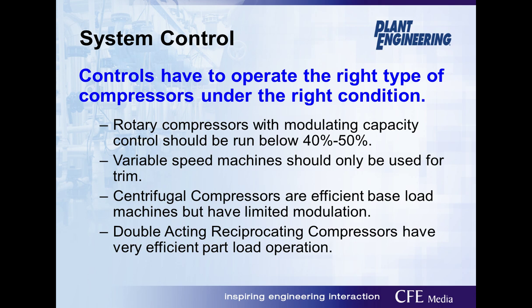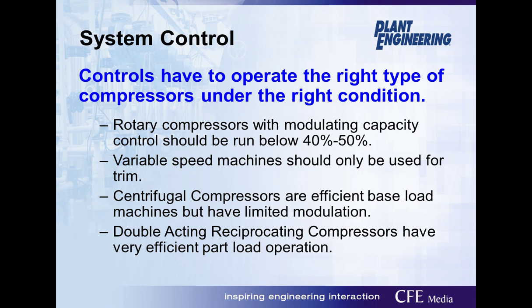So system control, again, you have to operate the right type of compressors under the right conditions. This just gives you an example of what you really want to look at and where you're at. It also depends on the system controls, because rotary screw machines, for example, when you put them in modulation, if you start running them below 40 to 50%, then they become very inefficient as a compressor. As a matter of fact, a zero condition for a modulating machine will still use 70% of the energy.